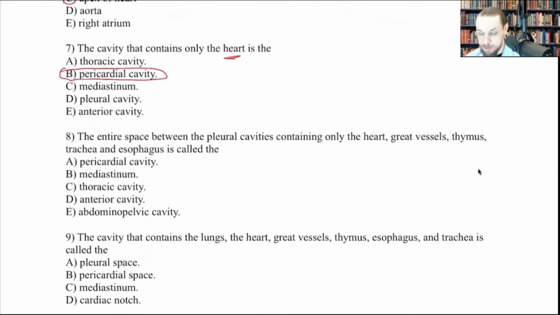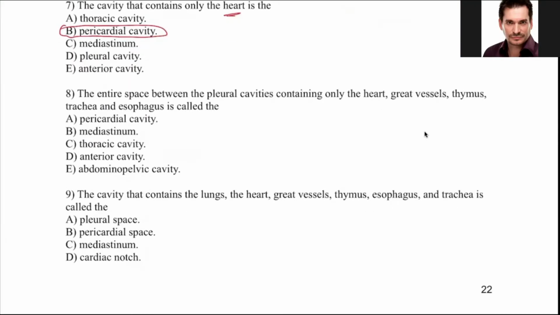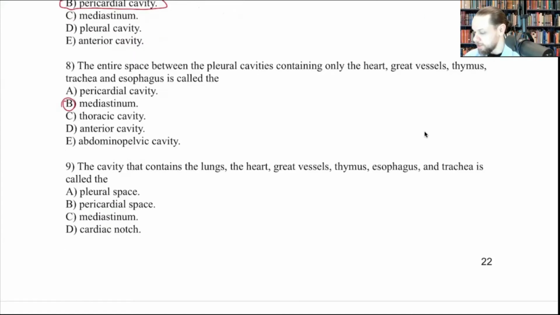For number 8, let's see, if you want to raise your hands, otherwise we're going to start back with Ian. Ian, go ahead. The entire space between the pleural cavities containing only the heart, great vessels, thymus, trachea, and esophagus is called the B, mediastinum. Mediastinum is correct, right? Because if you notice, it has all the great vessels. When they say the great vessels, they usually mean the aorta. They also mean the vena cava.